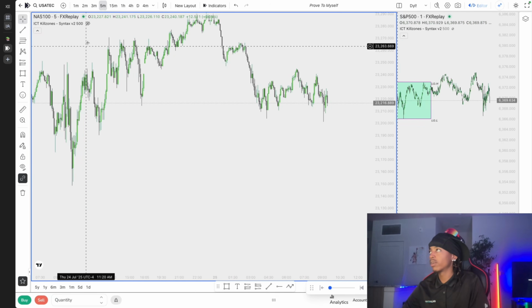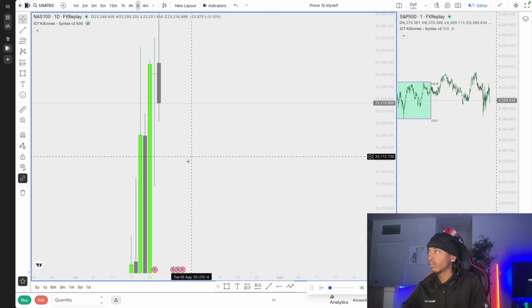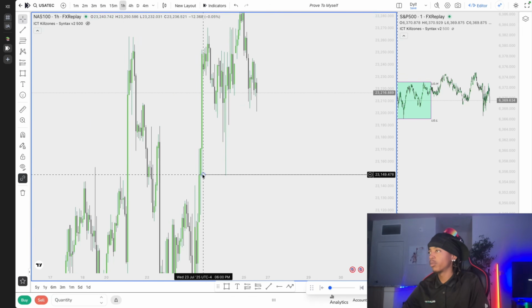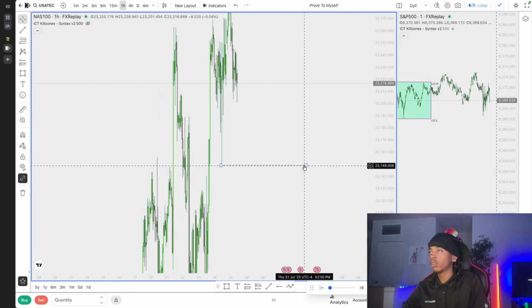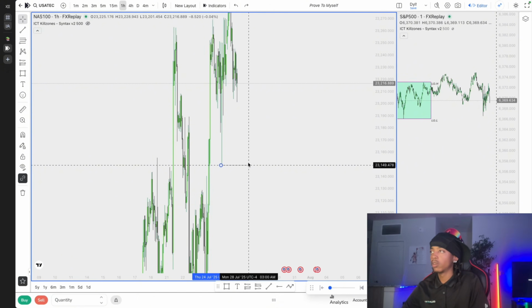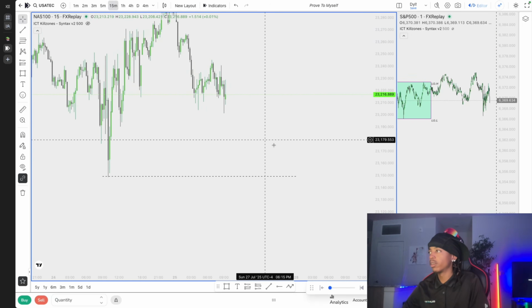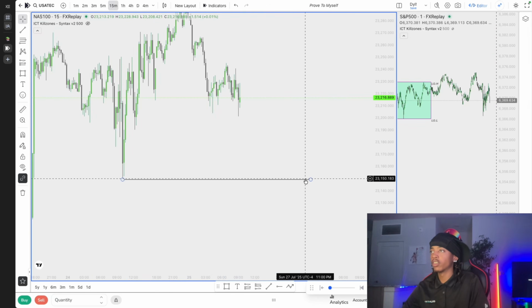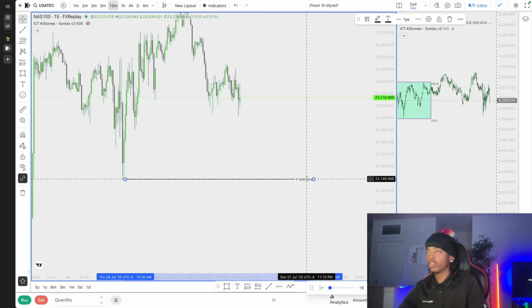Let's see, what's this low right here? Is that previous day low? Yeah, we got previous day low right there. So that'll be a good draw on liquidity right there. Let me just pull this up a little bit. And just like this. Let's get down to the 15-minute. Again, same thing for real. I'm gonna put this like this, and then we'll mark this as previous day low. This is the bearish draw on liquidity.